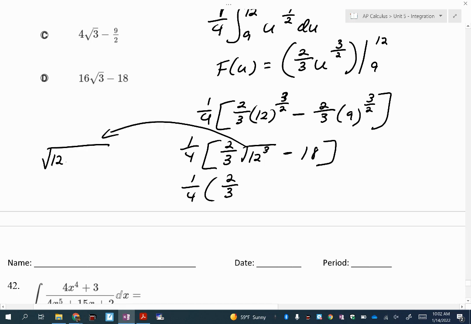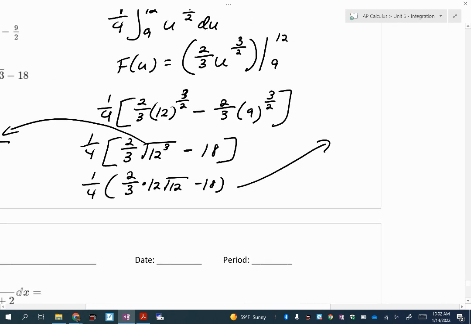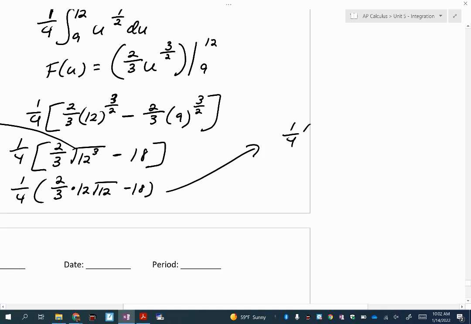I'm going to break this up into 12 times 12 times 12, and when you repeat two of them, that's going to give me a 12 out front, but still leave me a 12 inside the square root. Okay, so I'm going to keep going this way. So still 1/4 times, so that's going to be 12 times 2 is 24, divided by 3 is 8. All right, times the square root of 12, getting closer, minus 18.